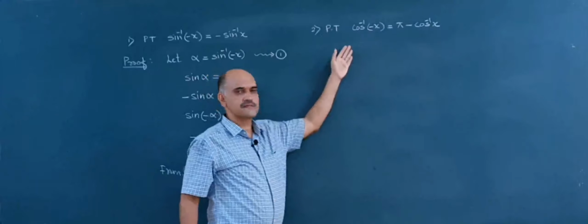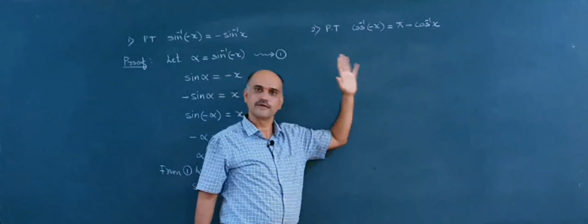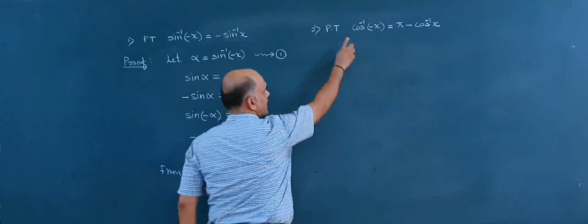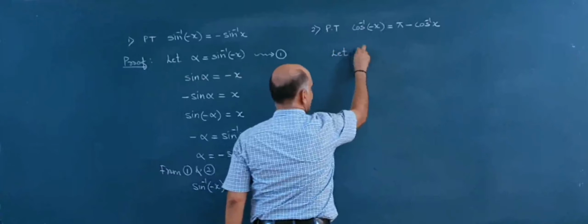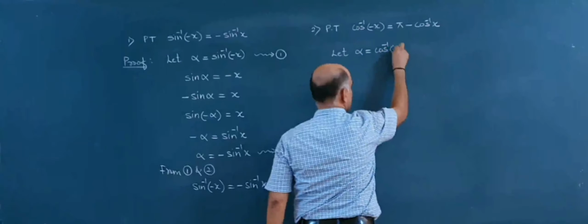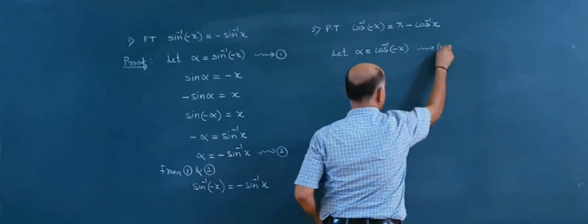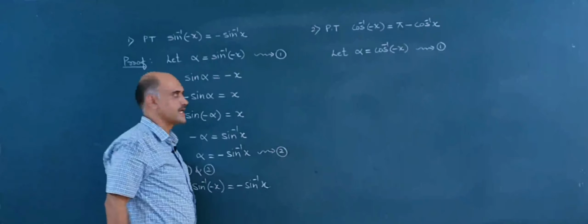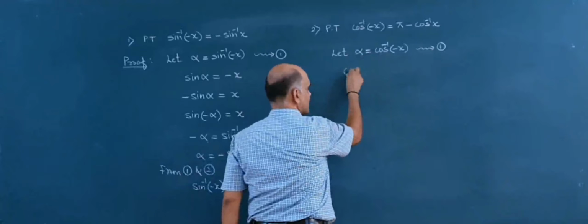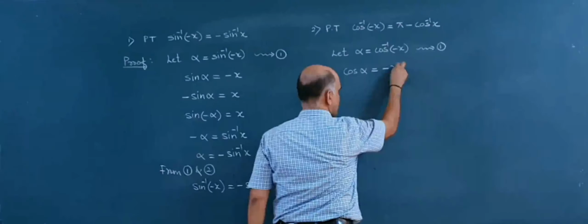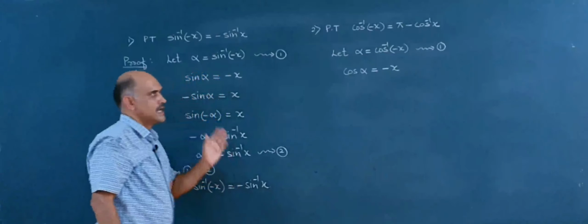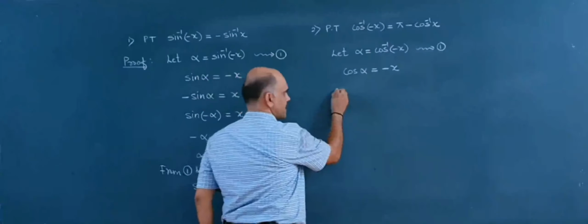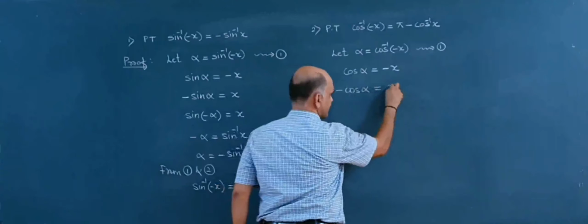While solving problems, most of the students go wrong by using this formula. So steps are again the same. First, again I will take LHS. Let alpha is equal to cos inverse of minus x. This I will take as 1. Now I will take cos inverse to the LHS, so I will have cos alpha is equal to minus x. Again change sign on both sides, or multiply by minus sign. So if I change sign, I will have minus cos alpha is equal to x.